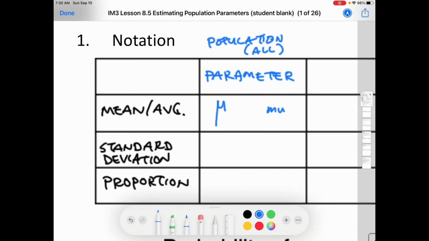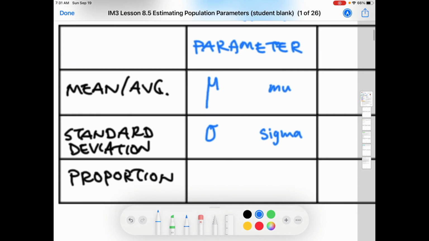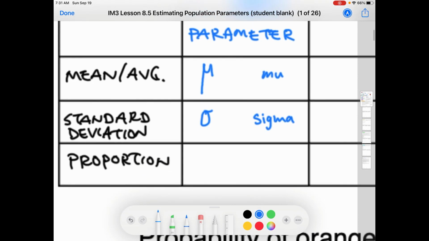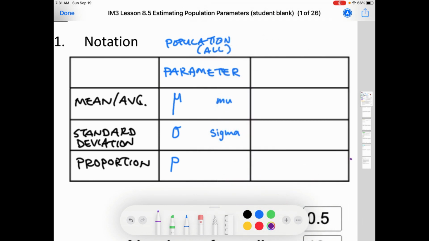Okay. And then for the parameter for standard deviation, you have this long tail. It's an O. And then you draw a little tail on the top there. And this one's called sigma. Sigma. So if we were taking all the data from the whole school, it's called a parameter. And then the last one, the proportion, is just P. Okay. Let's change it to my purple.